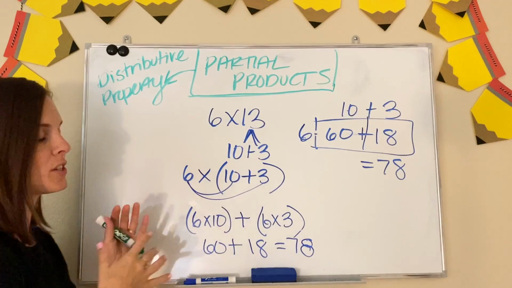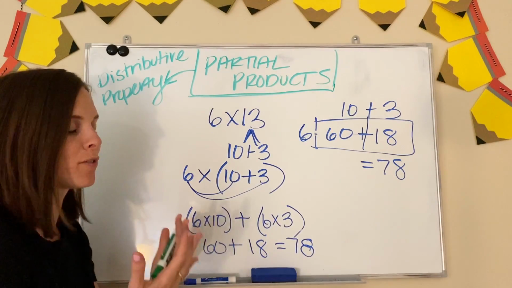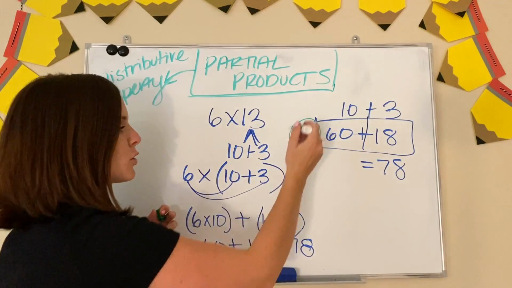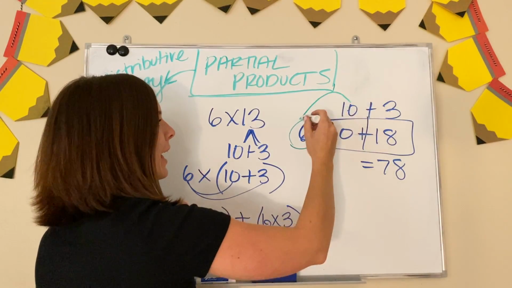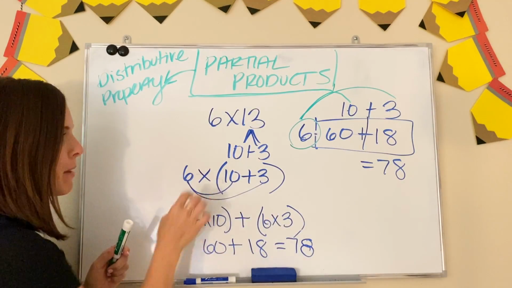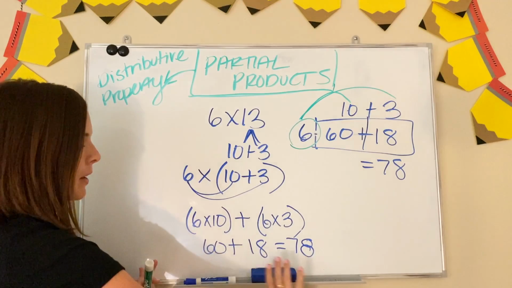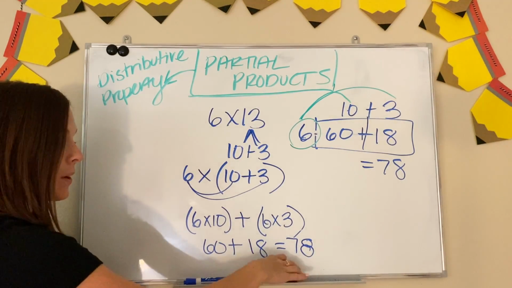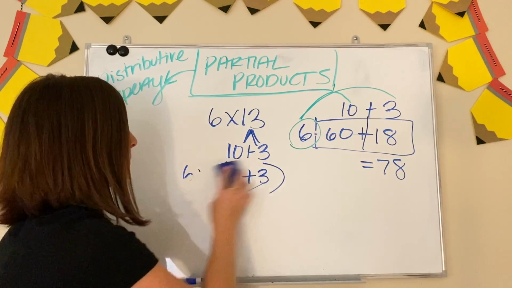And now there's this new math term called distributive property. Because if you think about it, we distributed this 6. We distributed it to the 10 and to the 3 because both of them were multiplied by that 6 so that we could break apart and add in order to find our answer. Let's go ahead and do some more examples.